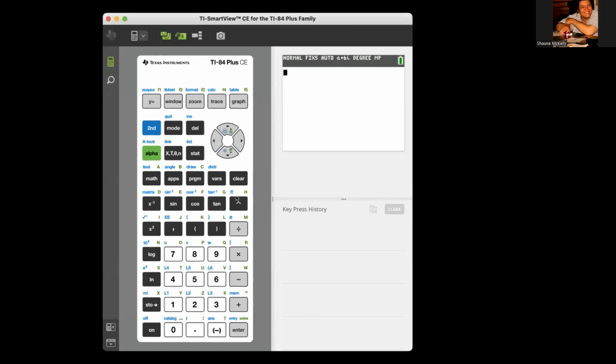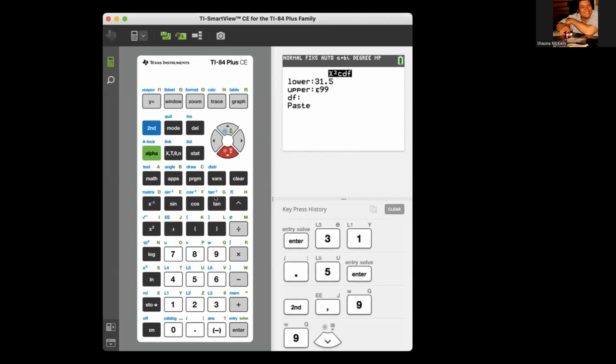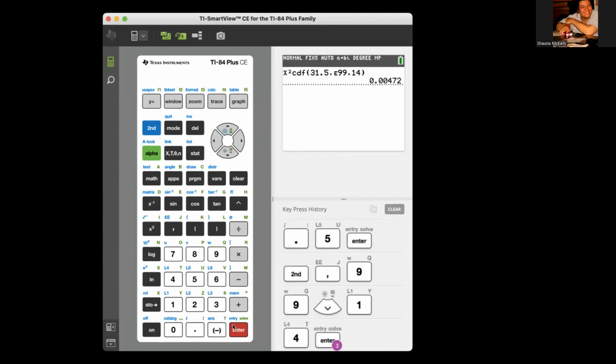So I go to distribution. Second VARS gives me the distribution. I pick item number 8, chi-square CDF. Lower is 31.5. Upper is positive infinity, E99. Degree of freedom, 14. Paste. 0.00472. Any question?